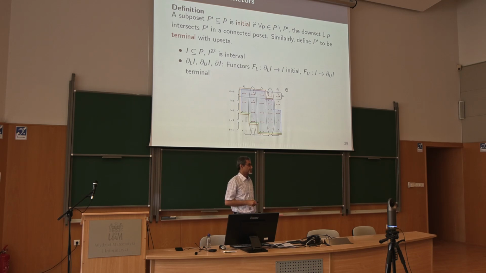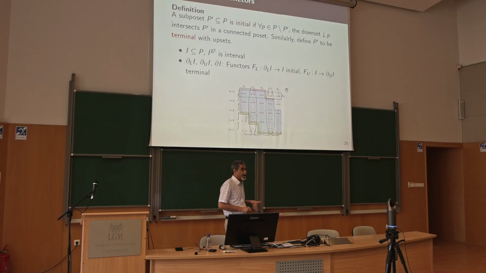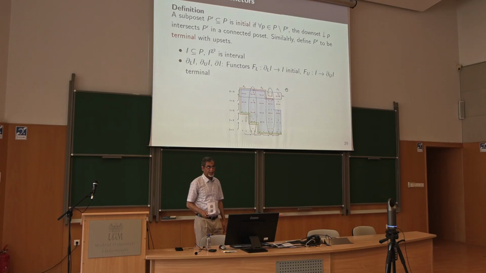The P prime is initial. So let's see. In this case, it turns out this green subposet will be initial. Alright, and similarly you define what a terminal is using the upset. For the initial, I use the downset for the point p. If you take the upset, you get a terminal subposet. So in this case, the terminal subposet will be this upper part.